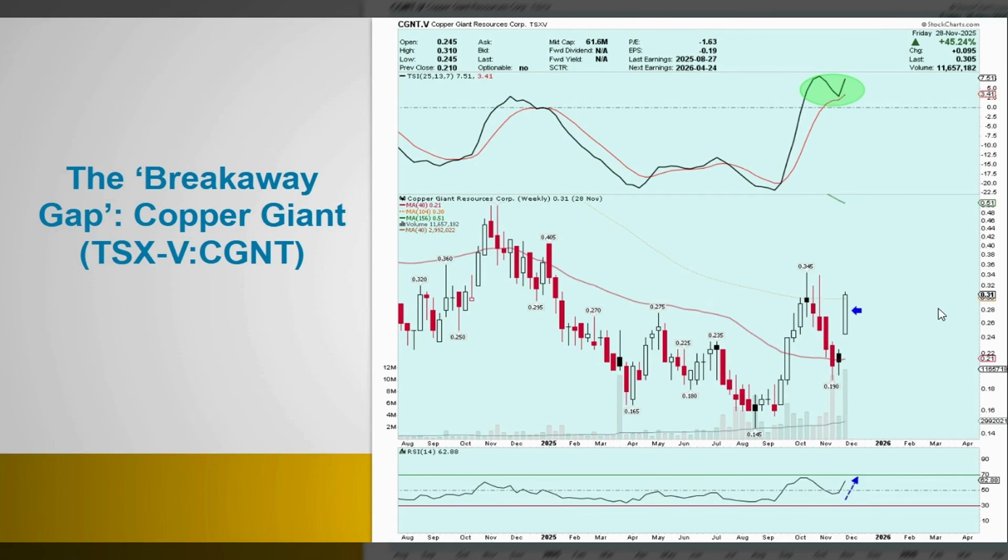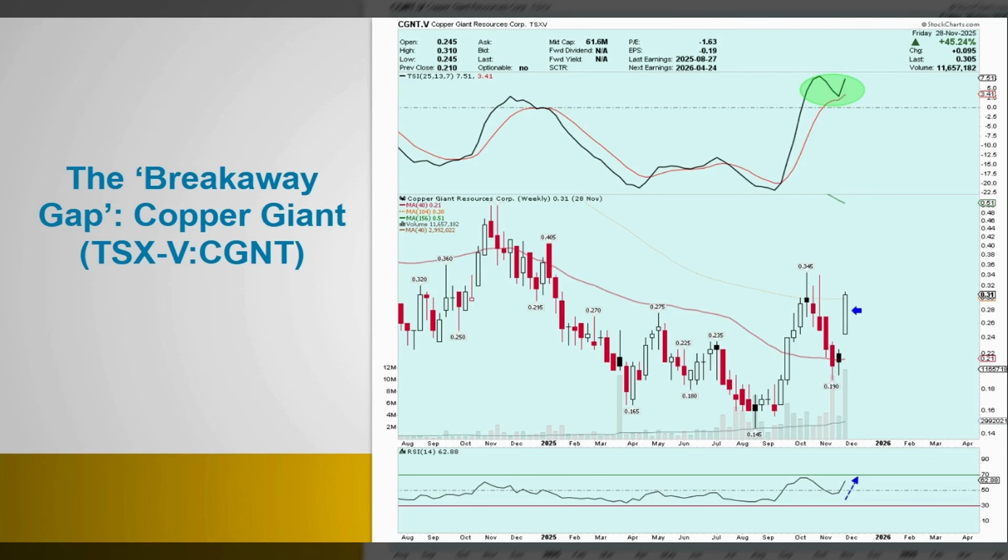The breakaway gap. So gaps are also highly misunderstood by a lot of traders, a lot of investors. A lot of people think that all gaps have to be filled. And while most gaps do get filled purely as a product of volatility, not all gaps have to be filled, or at least not filled anytime soon. And we want to actually really pay attention for breakaway gaps.